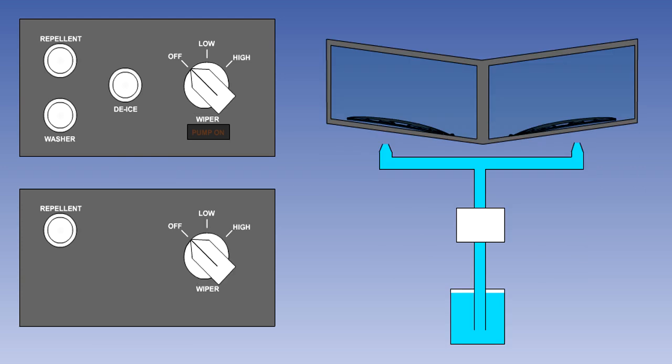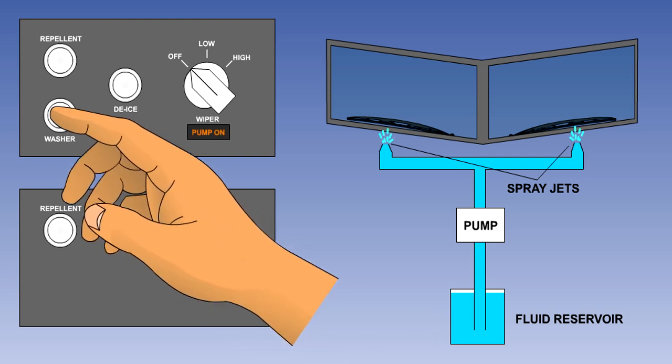The windscreen washer system sprays washer fluid onto the windscreen panels and is used in conjunction with the wipers to clean the windscreens. A typical system consists of a fluid reservoir, an electrically driven pump, and pipes feeding the fluid to spray jets below the windscreens. A single washer button controls the fluid for both screens.